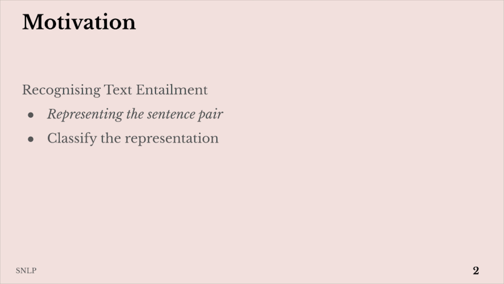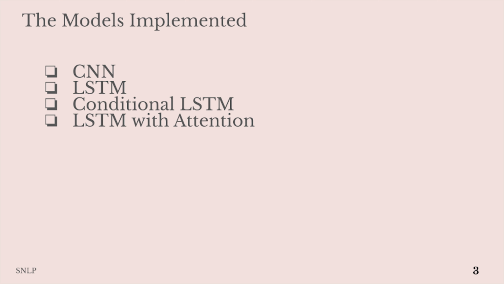As classification or vector representation is relatively straightforward, most of the work on this task is about representing the sentence pair, and this would be our focus as well. In our implementations, we use a simple multi-layer perceptron to serve as a downstream classifier following the sentence pair representation. We have implemented 4 types of models, and these are a CNN with individual encoding, an LSTM with individual encoding, an LSTM with conditional encoding, and finally an LSTM with an attention mechanism.